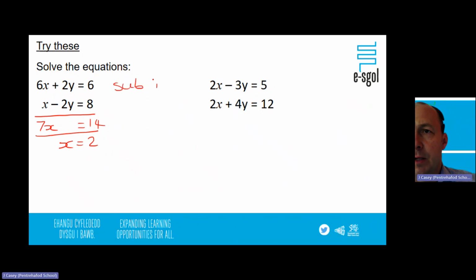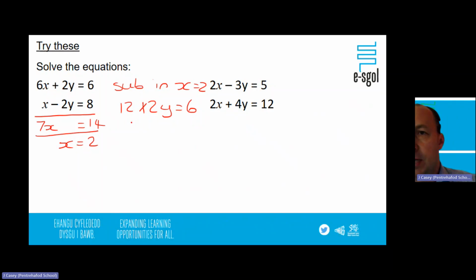So I'm going to sub in that value I just found, sub in x equals 2. I'll do it in the top equation, I think. So I know x is 2, so I'm going to do 6 times 2 is 12. That's a plus, sorry, plus 2y equals 6. My dodgy looking plus is a plus, it looks a little bit like a minus.